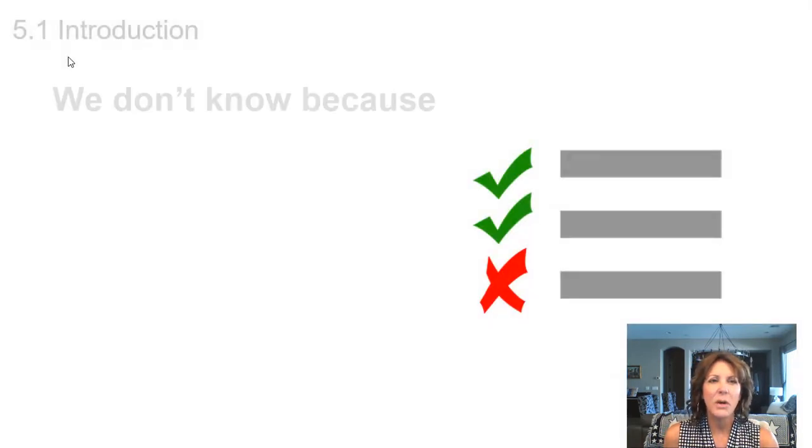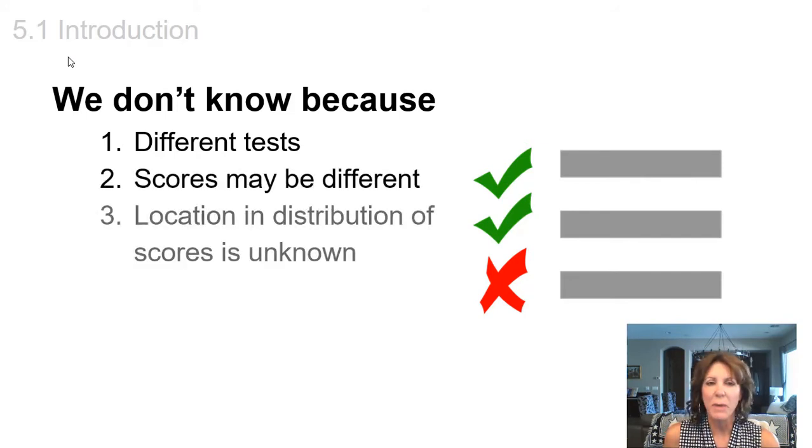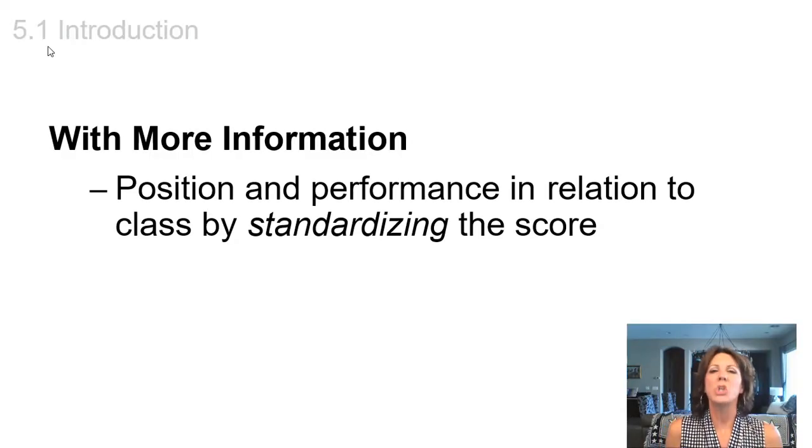Well, what we're going to do is standardize the score. We don't know if the scores are equal because there are different tests. The scores might be different. Maybe there are more points available on one test than the other. But bottom line is, I don't know how you've scored in relation to your classmates. The location of the distribution of scores is unknown. So with more information, we can position your score in relation to the class, and we can look at your performance in relation to the class. And we do this by standardizing the score.